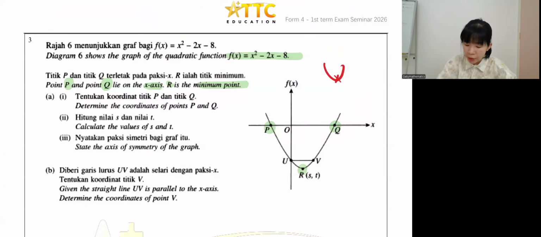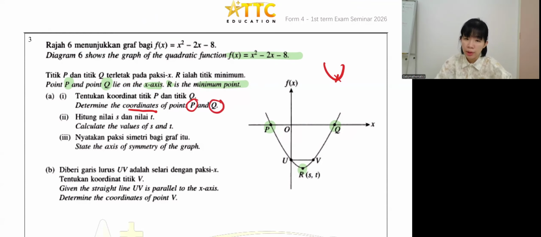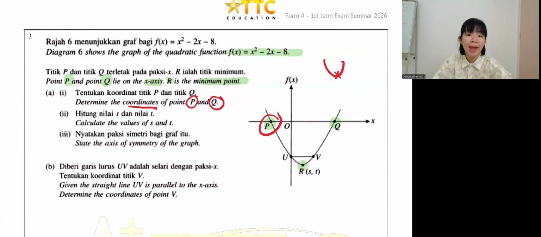Now, question A, we need to determine the coordinates of point P and point Q. Point P and point Q are both on the x-axis. Guys, the coordinate on the x-axis, which one will be 0, x or y? When the point is on the x-axis, the y equals 0. So here also on the x-axis, the y is 0. We need to find the x. This is actually the x1, x2, the x-intercept.